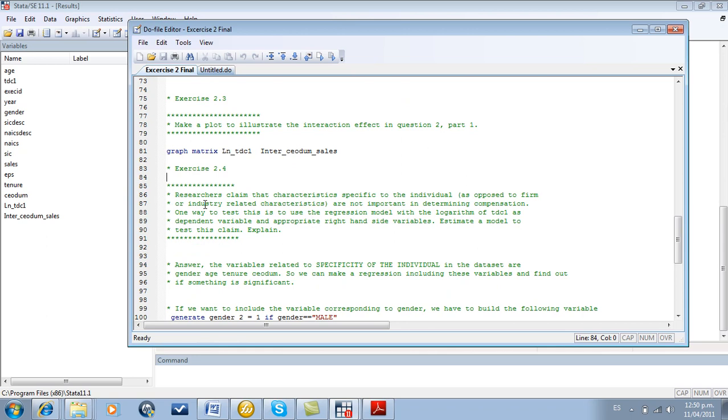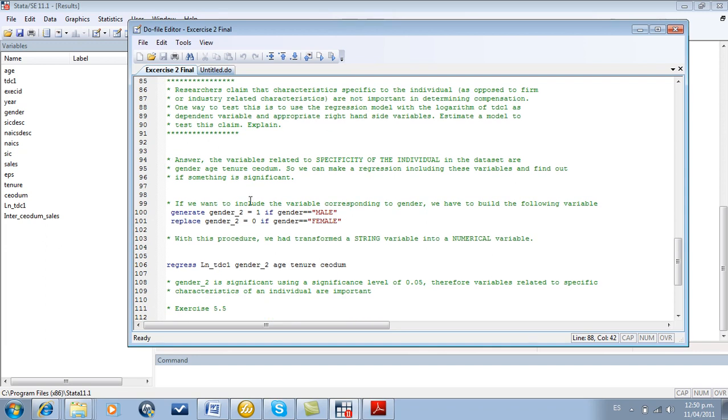Research claimed that characteristics specific to the individual, as opposed to firm or industry-related characteristics, are not important in determining compensation. One way to test this is to use the regression model with a logarithm of total compensation as dependent variable and appropriate right-hand side variables. Estimate a model to test this claim and explain.